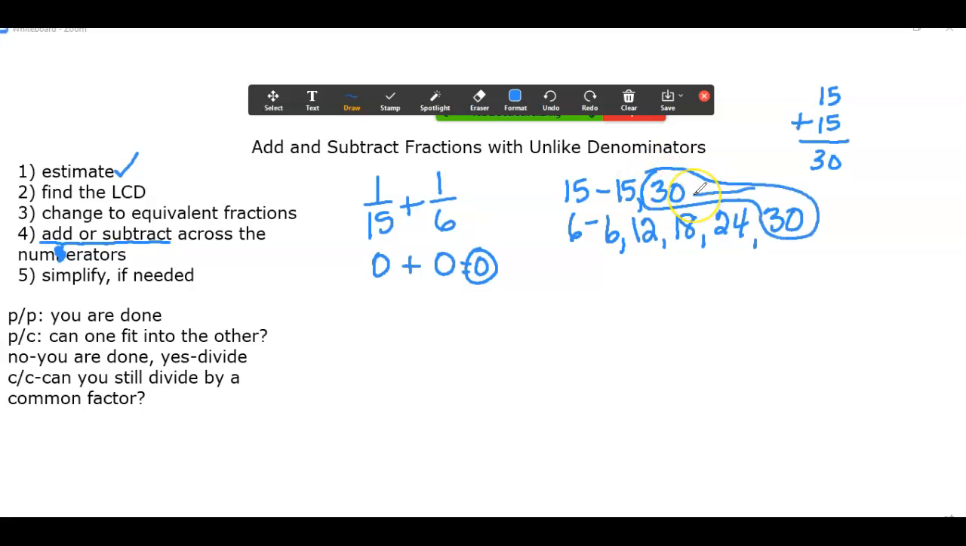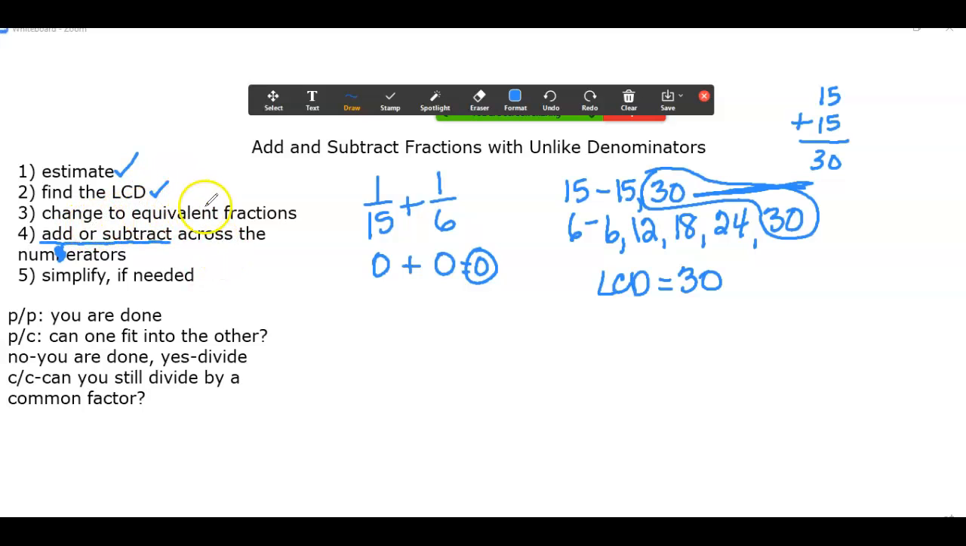I don't have to continue on with this big long list of 30s or 15s. Once you have a guess of, oh, I think it's that, just double check, make sure you're correct. Because remember, if you do not find the LCD, you will absolutely have to simplify later. Which is fine, I can do that, but it's more work than what I want to do if I can help it. All right, so I know my LCD is 30.